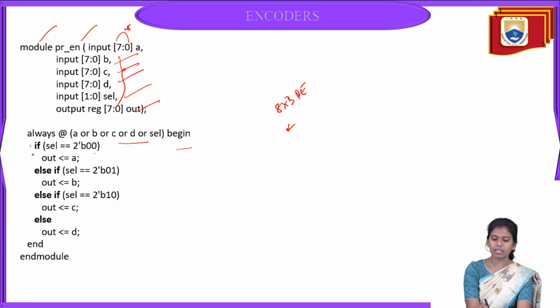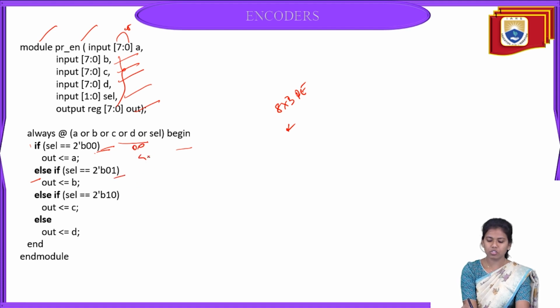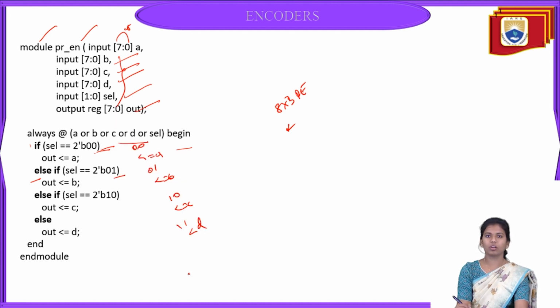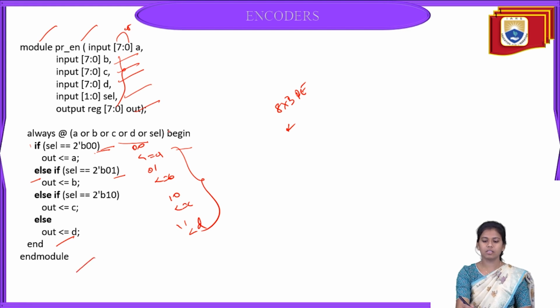So in the case where we are selecting, if my selection lines are 0 0, output is less than or equals to A. If it is 0 1, less than or equals to B. If it is 1 0, less than or equals to C. If it is 1 1, less than or equals to D. So based on these conditions, I am writing my statements with the if else conditions, and finally I am ending with end and terminating my whole syntax with endmodule. This is how we have to write the expressions with respect to the encoders.